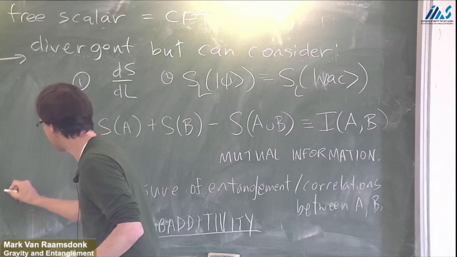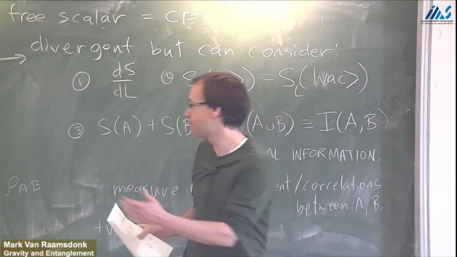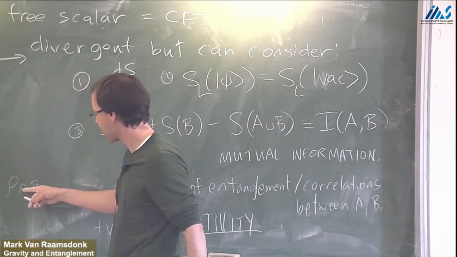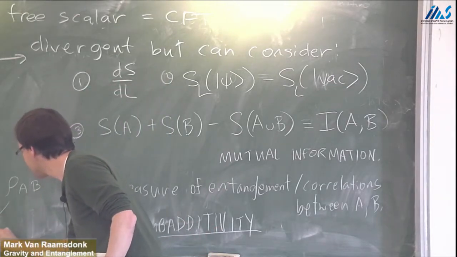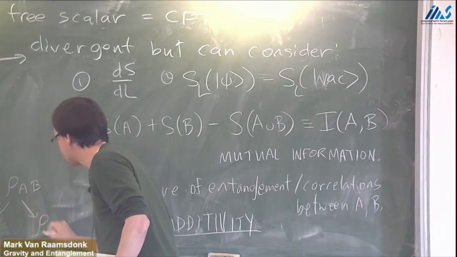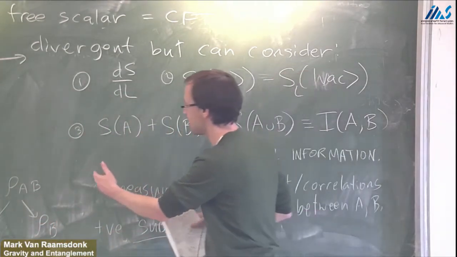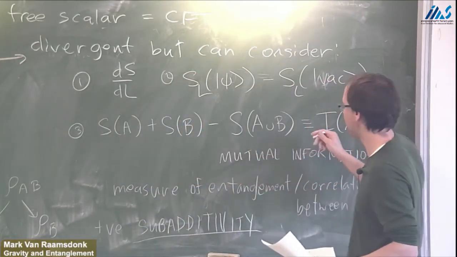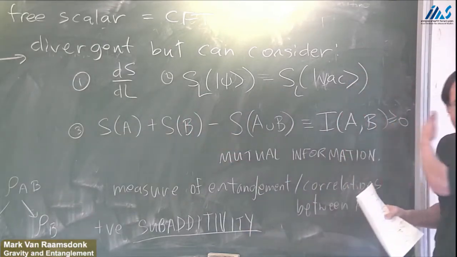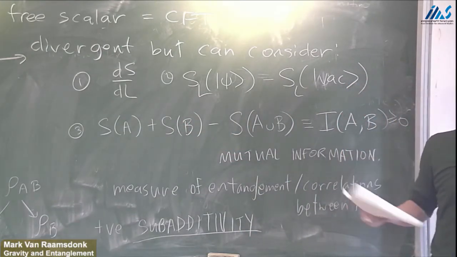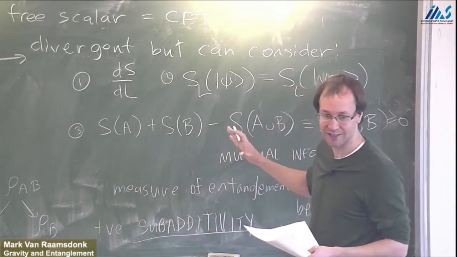If you have a density matrix for two subsystems together, you can calculate from that the density matrix for A and the density matrix for B, and you can show that the von Neumann entropies satisfy an inequality, which is that this is greater than or equal to zero. That's actually a good homework exercise to try; it's not too hard.